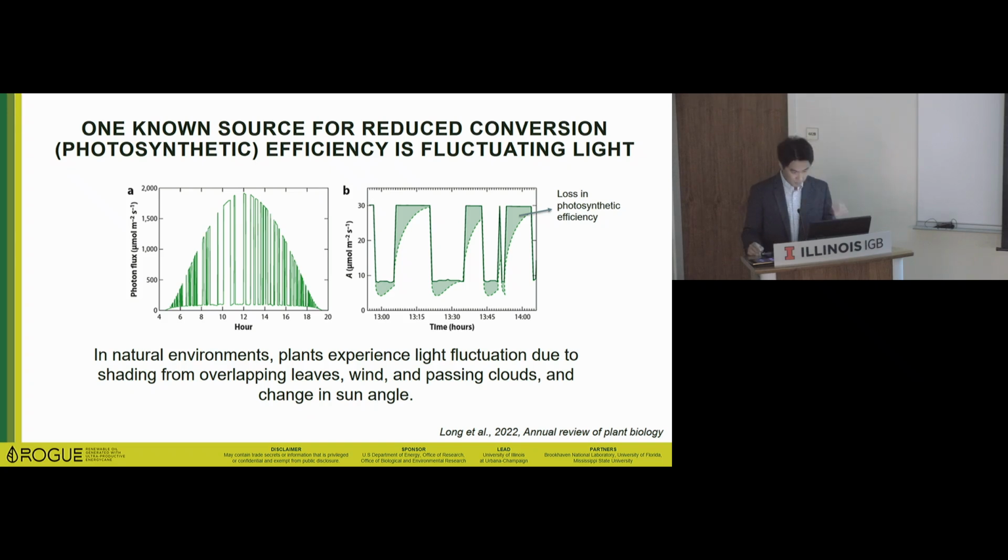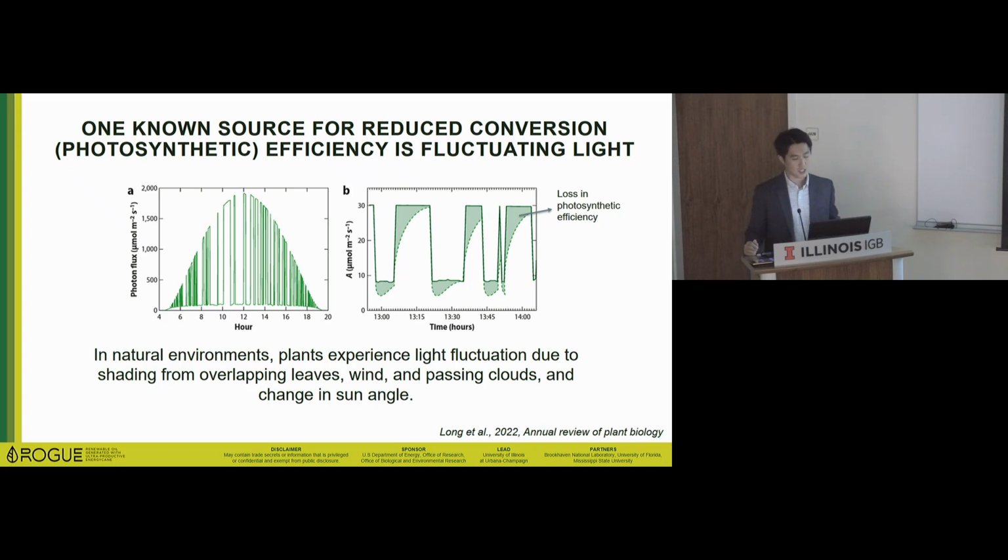So let's look at this figure. First, panel A shows the change in light intensity during a day. In panel A, the x-axis indicates the time, and the y-axis indicates the light intensity, from 0 to 2000 PPFD. As you can see, light changes during a day, and the light intensity from 0 to 2000 is continuously changing.